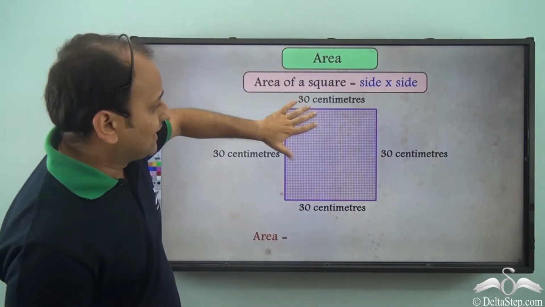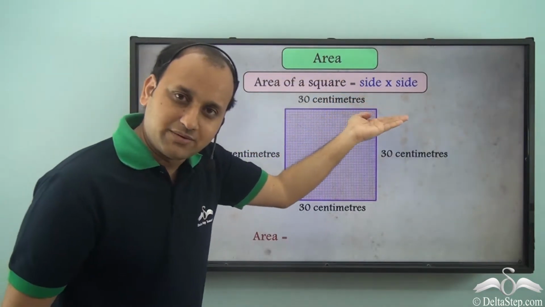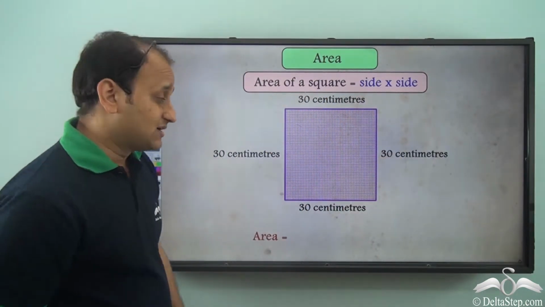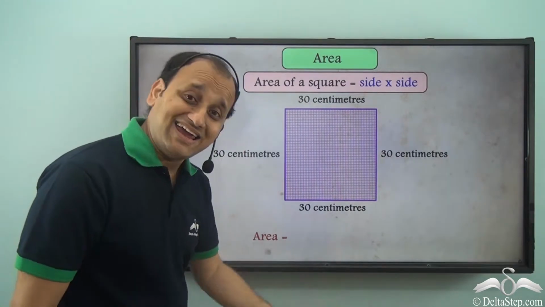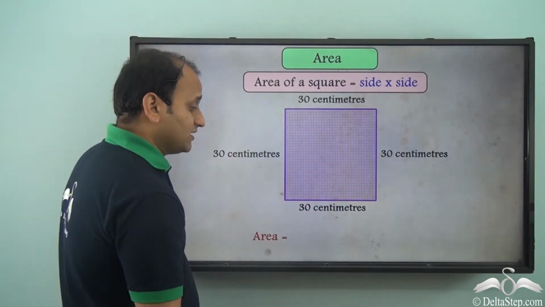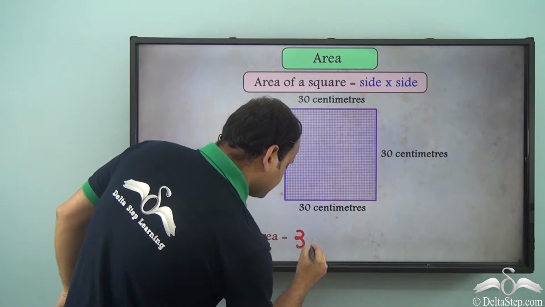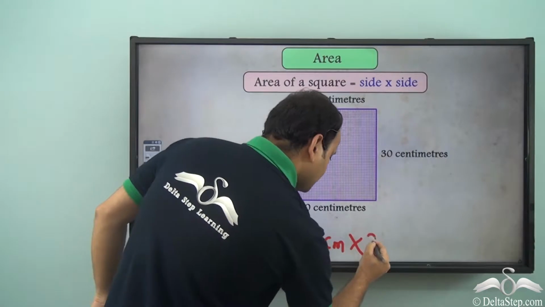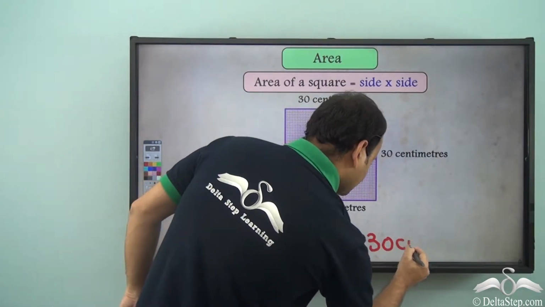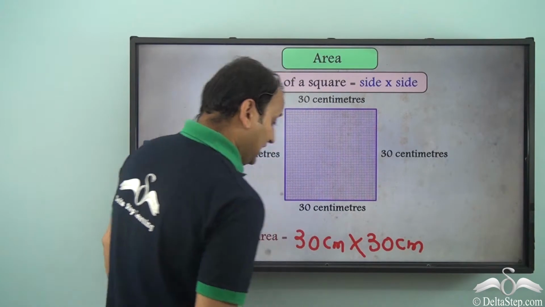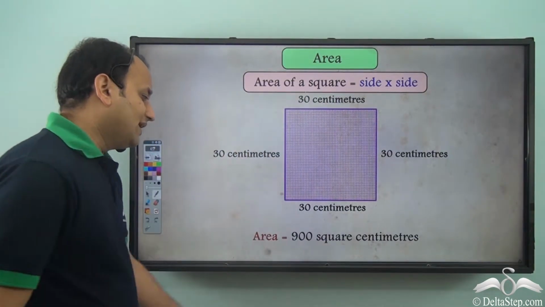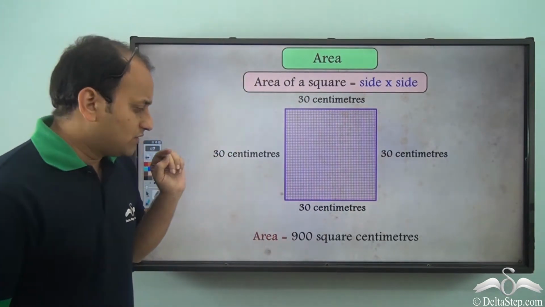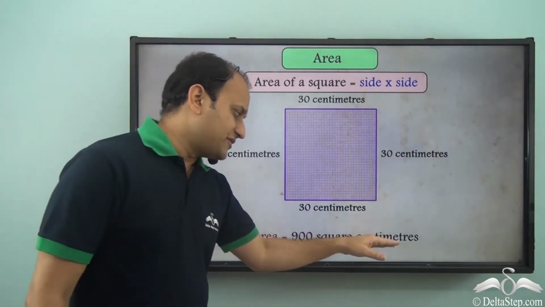Now in this case, what is the side? It's 30 centimeters because it is a square, so all the sides are of the same size. So what will be the area? It will be side into side. So we have 30 centimeters into 30 centimeters, which will be 900 square centimeters. Now, do you notice that I have not written centimeters?